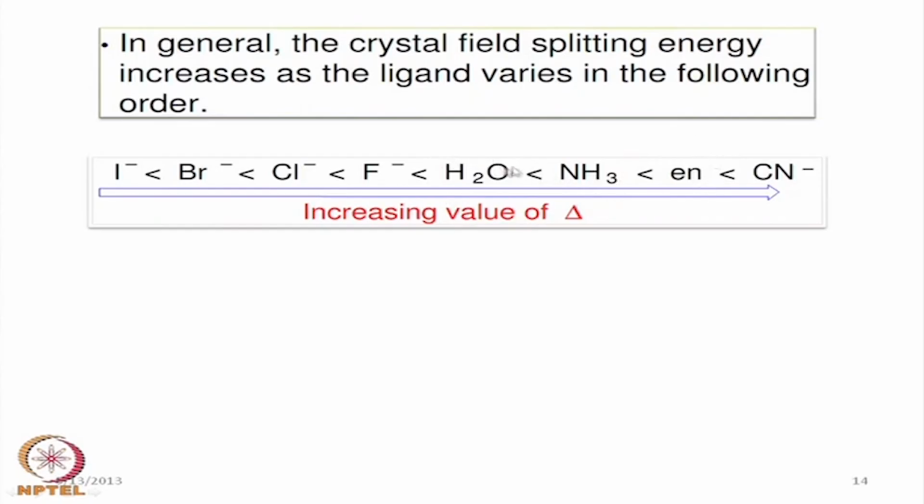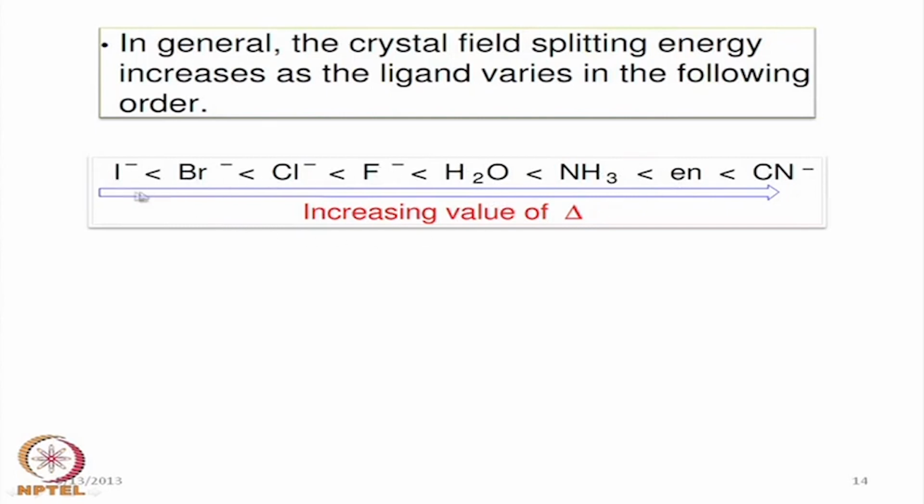The way we have seen the color of the compounds with respect to nickel 2, how bivalent nickel 2+ interacts with water molecule or ammonia molecule or ethylenediamine, and how the colors change, we can straight away write this particular ordering.